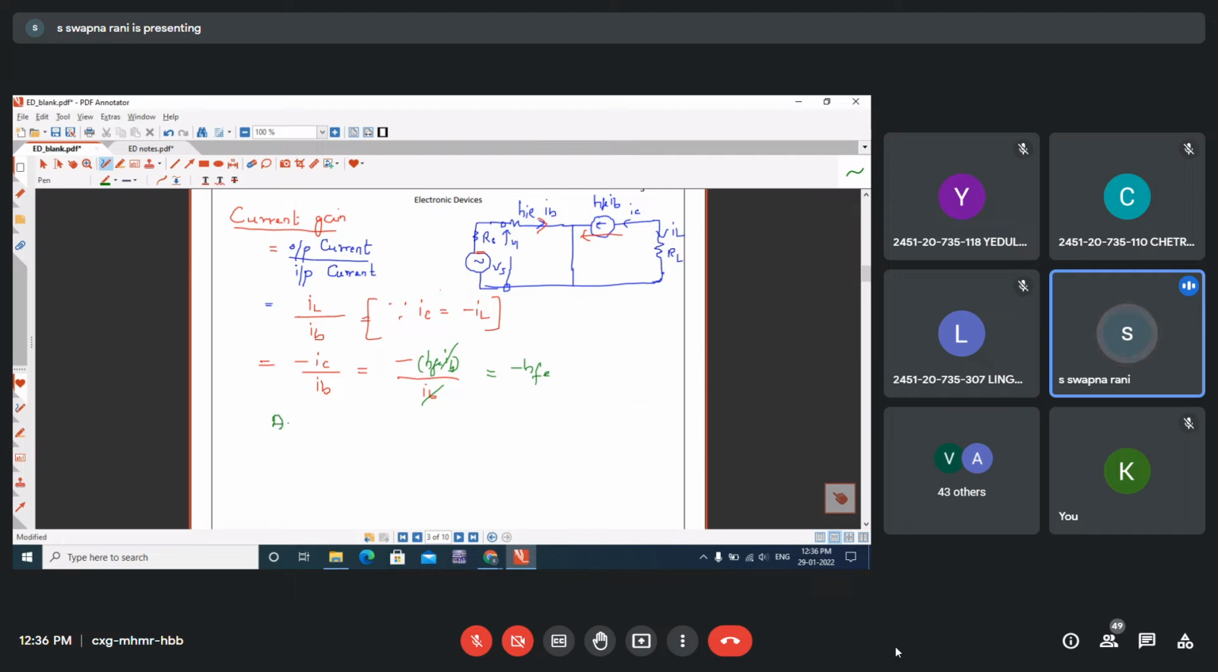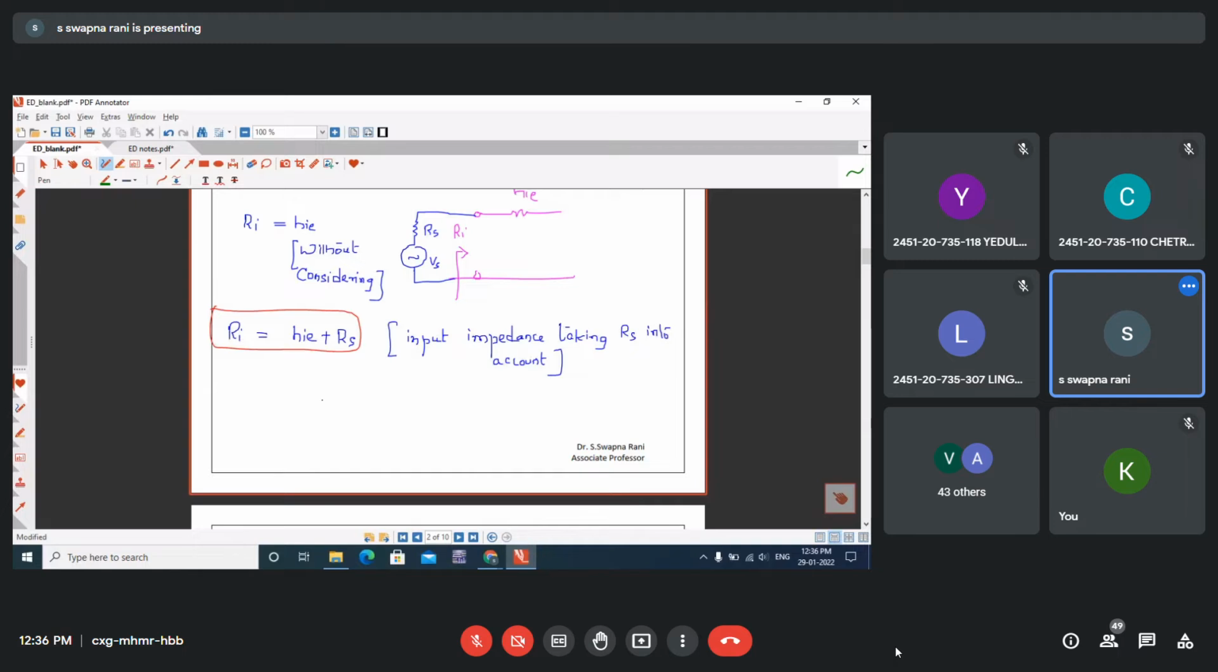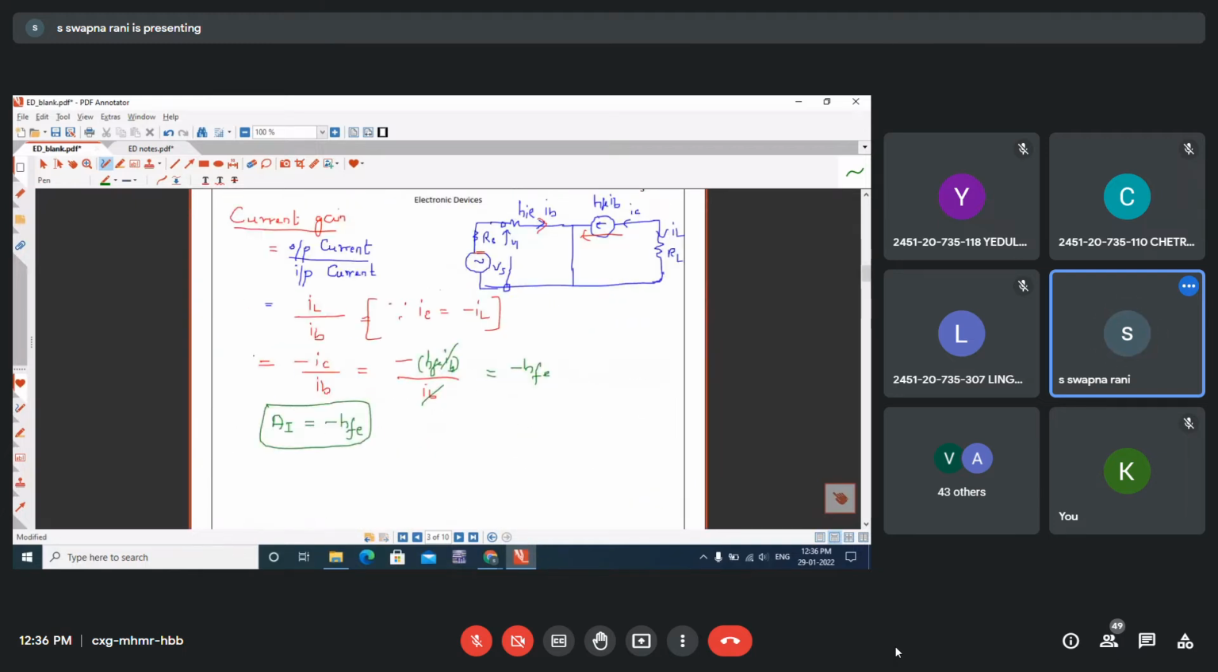So current gain AI is minus HFE, which is the same as the current gain of the transistor. This is current gain. This is input impedance.